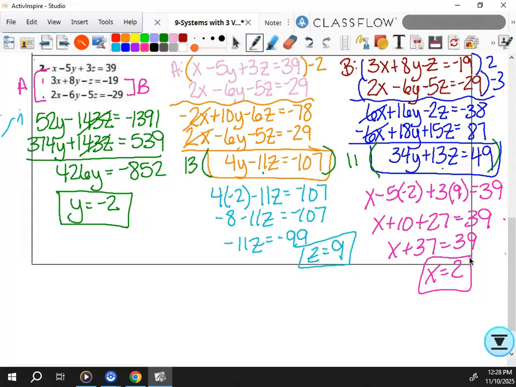Okay. What questions do you have? And if you're expected to put it in ordered, well, it's not ordered pair notation because it's not an ordered pair, but your order is X, Y, Z. So we could put it in 2, -2, 9 like that. I don't think you have to put it in that form for Delta Math, but just for you to understand it. Okay. What questions do you have?